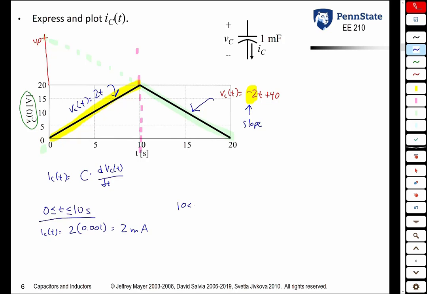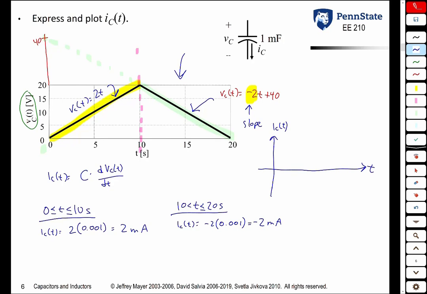For time between 10 and 20 seconds, that's this part here. Once again, IC of t is the slope, which is negative 2 times the capacitance, 0.001, or minus 2 milliamps. So if we were to plot the current versus time, you would see that it would be 2 milliamps up to 10 seconds, and then immediately at 10 seconds, it would jump to negative 2 milliamps.